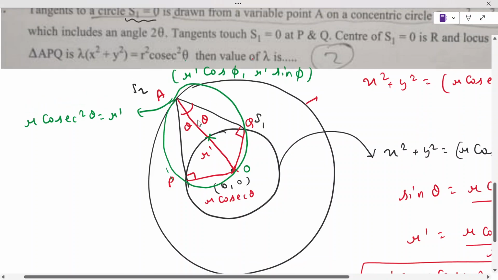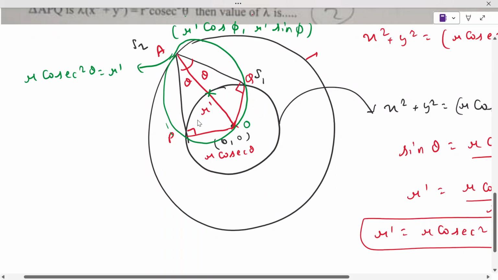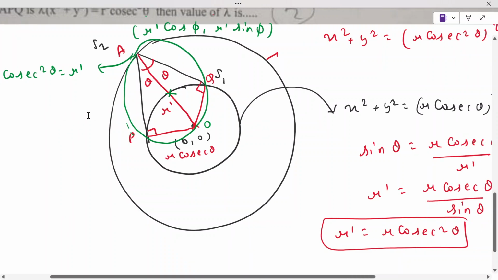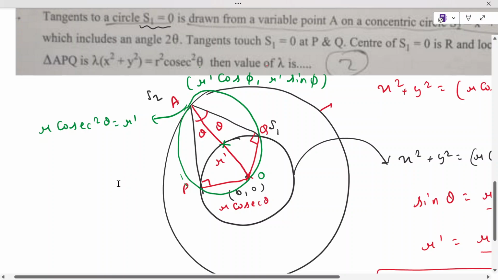Got it now? Now you get what I said, because theta is constant for sure. This point will move, so what will change? Not r dash; phi will change. The moving point will change.